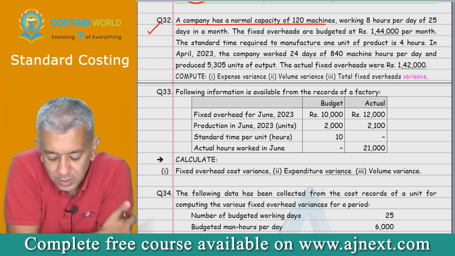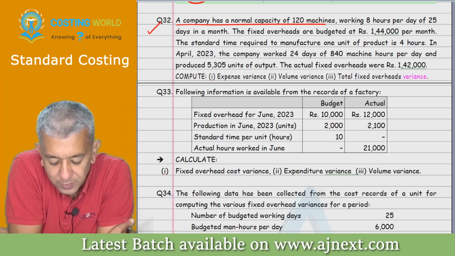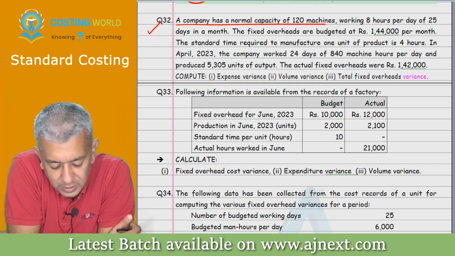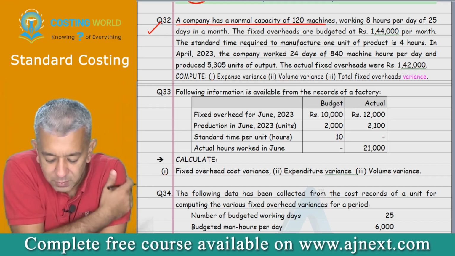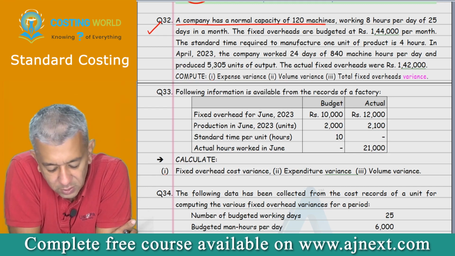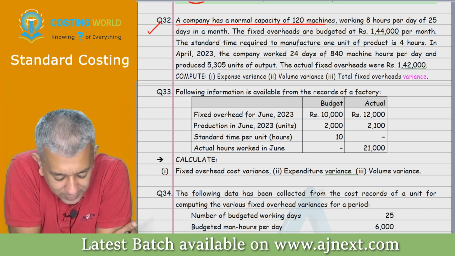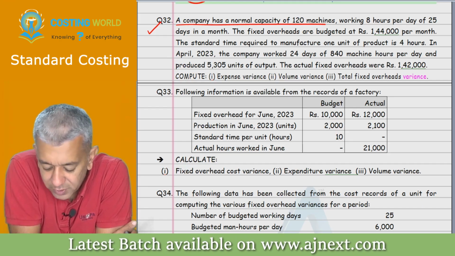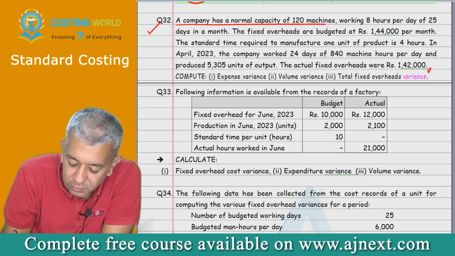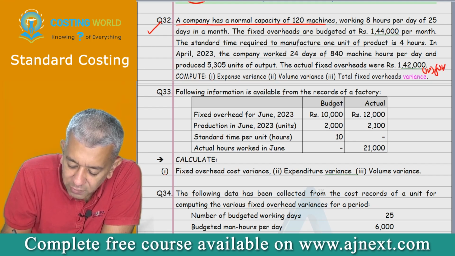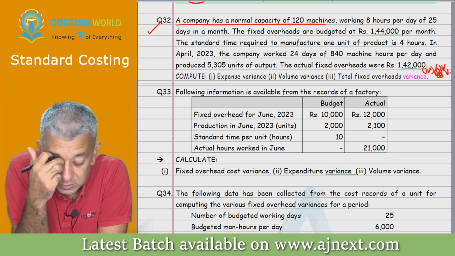Fixed overheads are budgeted at 1,44,000 per month. Standard time required to manufacture 1 unit is 4 hours. In April, company worked 24 days of 840 machine hours per day and produced 5305 units of output. Actual fixed overheads were 1,42,000. Compute expenditure variance, volume variance, total fixed overheads variance, and write down one other thing for time pass: the fixed overhead efficiency variance. So you do not do all the variances, only do these 4 variances.